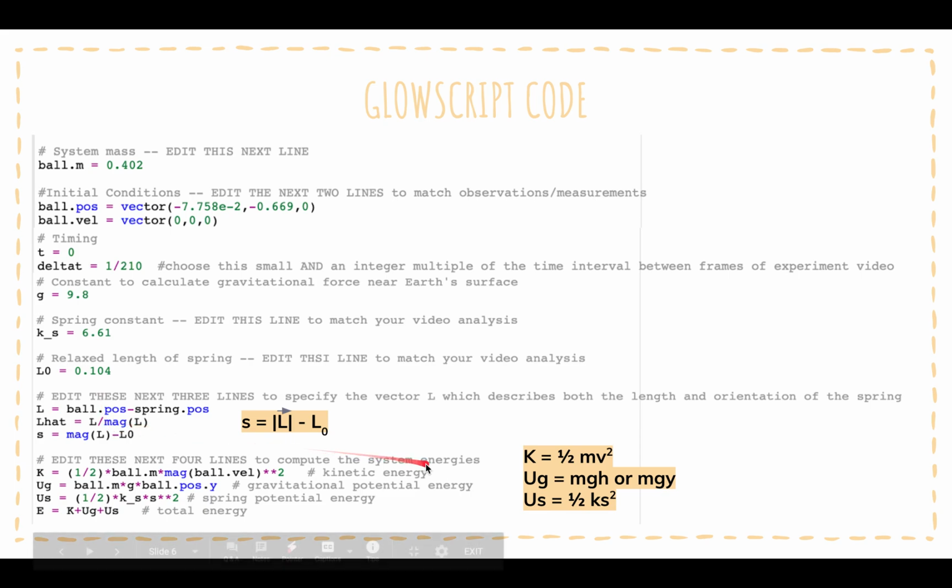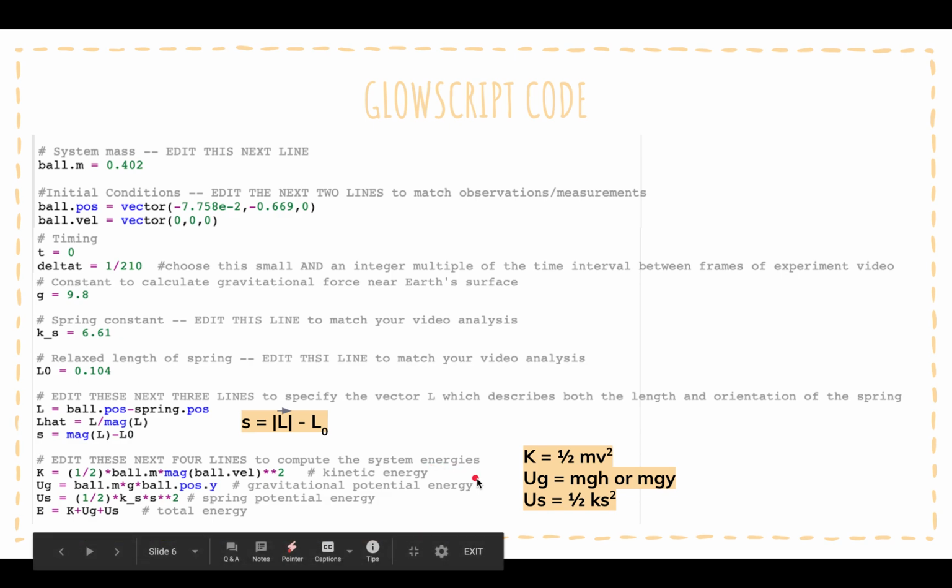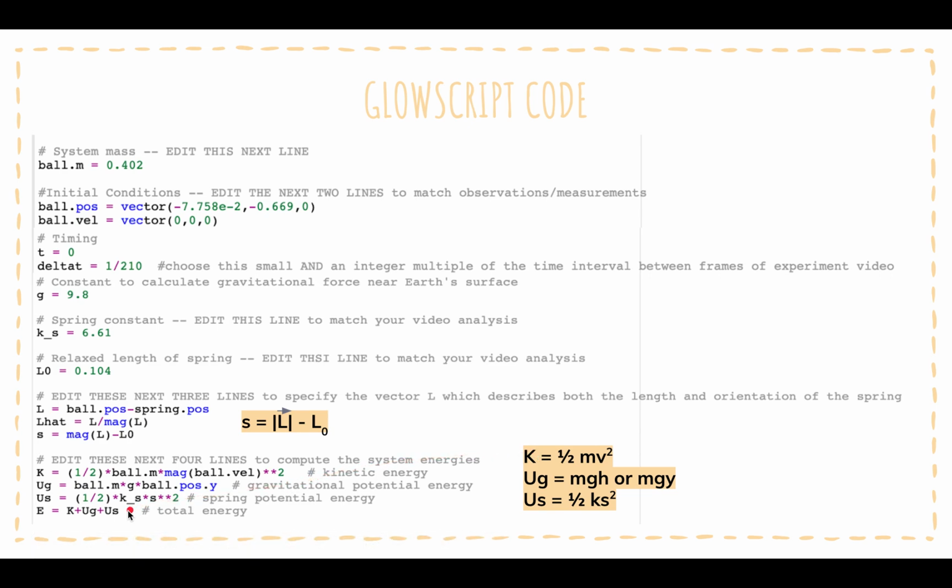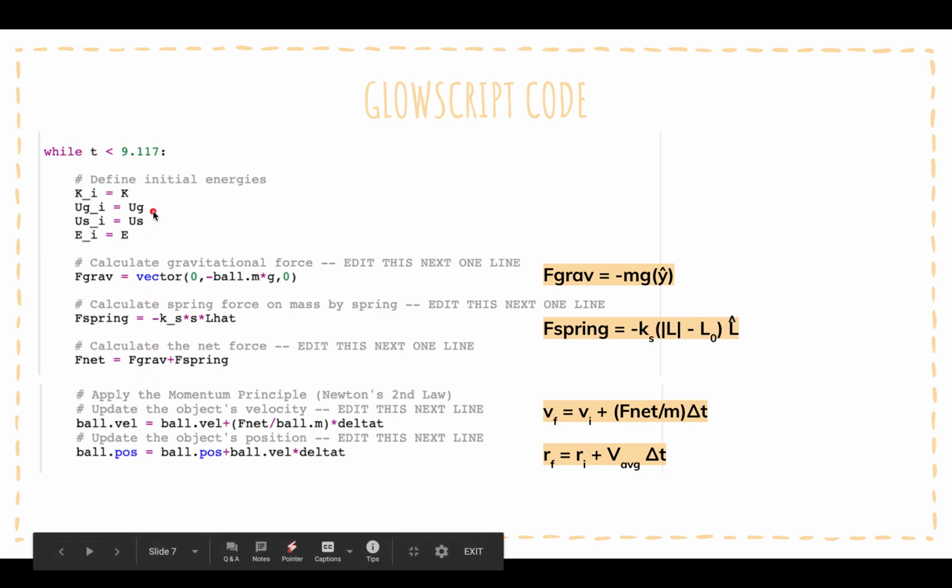Next, the formulas for the system energies needed to be inputted. These formulas are shown here to the right. The total energy is equal to the sum of the kinetic energy plus the gravitational potential energy and the spring potential energy. For the while loop, the initial energies were defined to be used later in the loop.